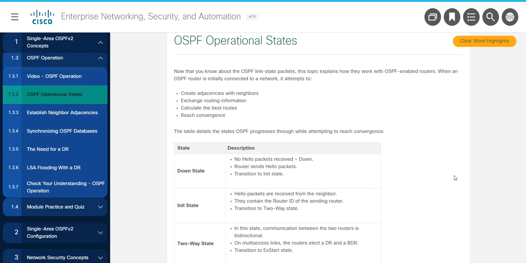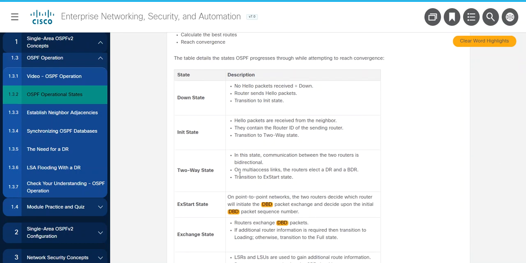They haven't received anything, they're just kind of starting the whole process. And then you get this init state. That's when hello packets are actually received. So in the down state, they're starting to send them. They're actually received in the init state. So it kind of sets up a two-way state between two devices. You're kind of working towards that. So in your two-way state, that communication between both routers is going in both ways.